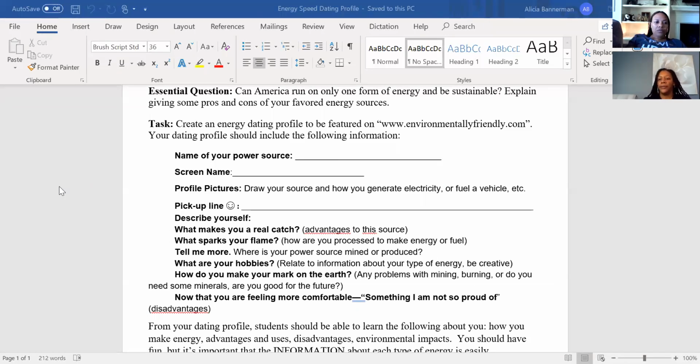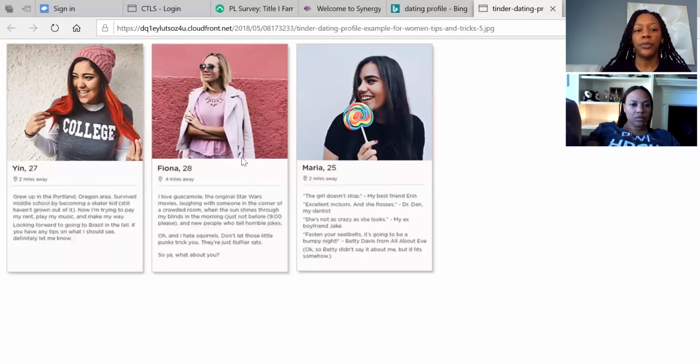Guys, go ahead. No, go ahead, because I was going to put an example. We want you to make this look like a profile. So if I went to Facebook right now and pulled up a profile from any person, that's what we want this to look like. We don't just want you to take this piece of paper and type your answers in and be done with it. We want you to really create it and make it look like a profile, okay? So if you want to make a site or take your Word document or Publisher and turn it into an actual dating profile for your energy source, that's what we want you to do.